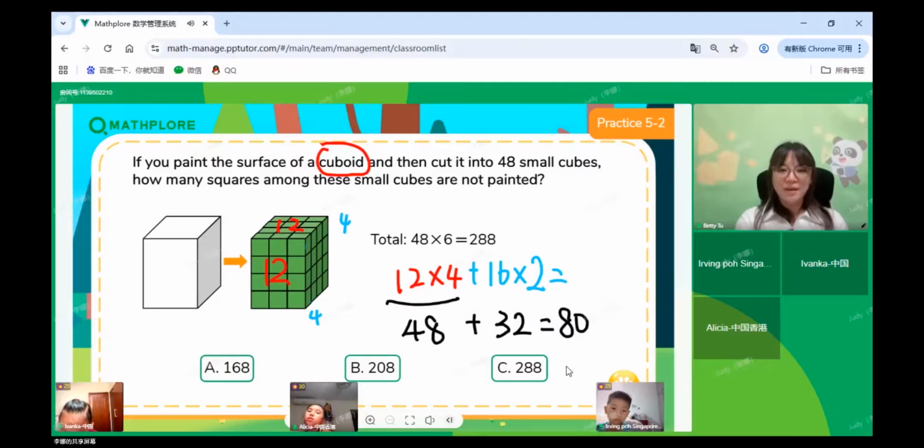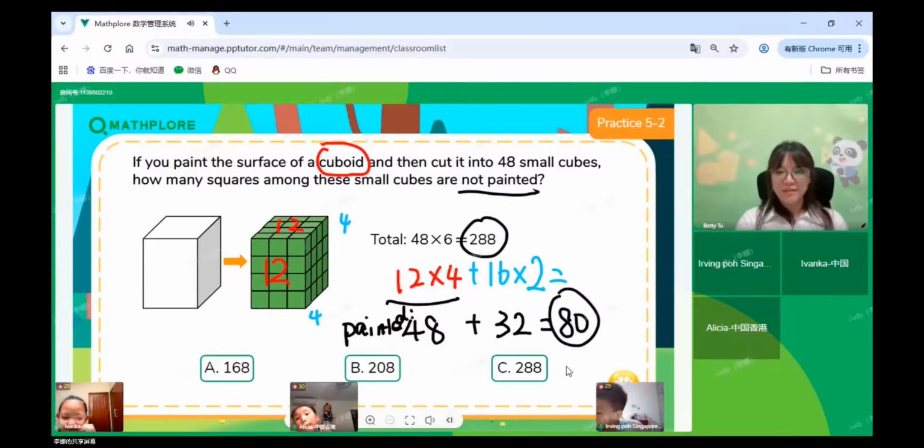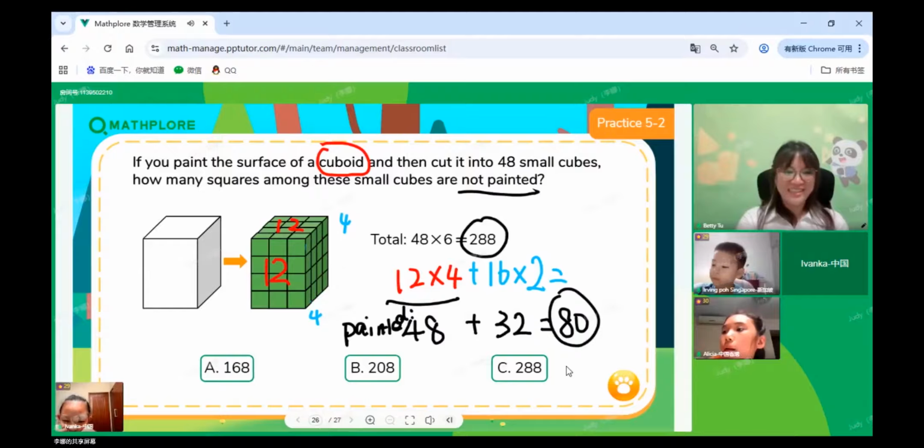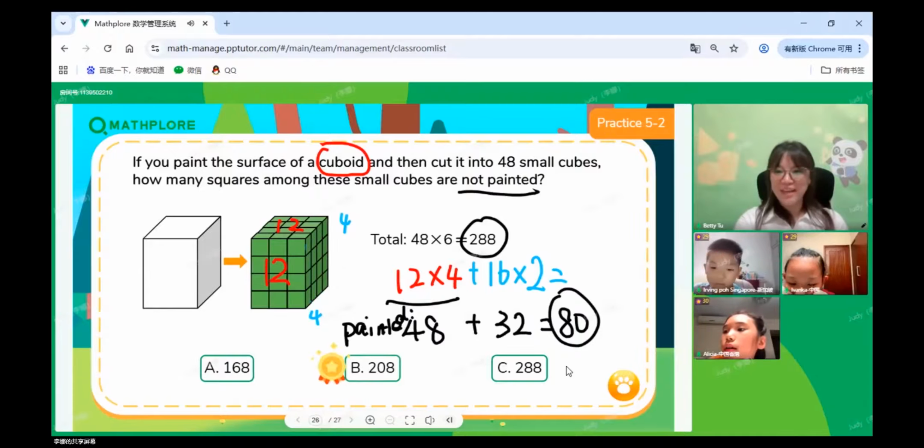So this is the painted, right? So how many are there unpainted? 288 minus 80 is 208. Good. 208. B, right?